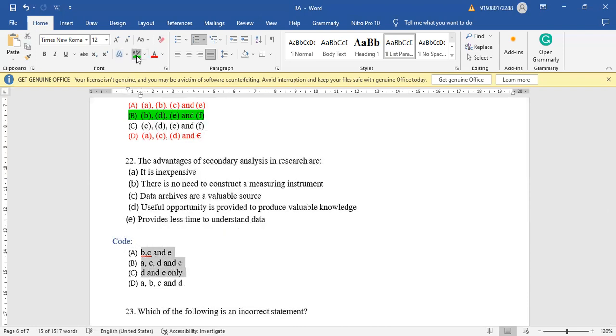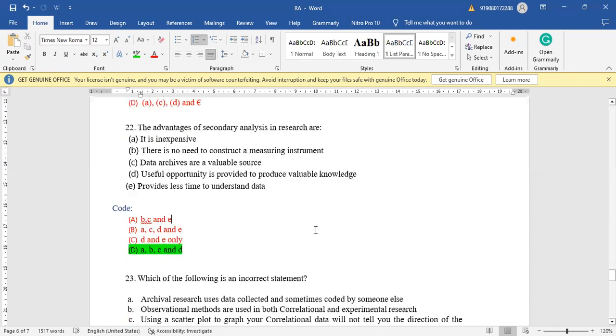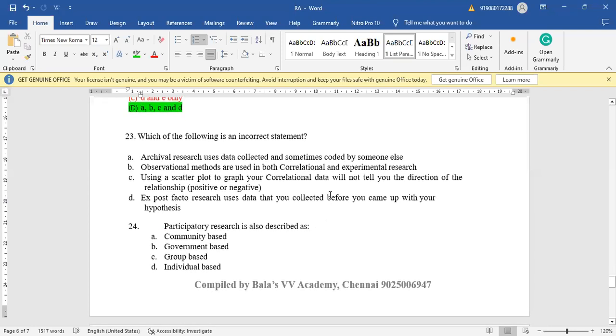The only option where E doesn't come is option D. Correct? A, B, C, D is correct. Inexpensive, because you are not going to collect the data which is already collected. There is no need to construct a measuring instrument because you are just analyzing the existing data. So no need to construct a questionnaire. Data archives are a valuable source. Useful opportunities provided to produce valuable knowledge. That is also matching.